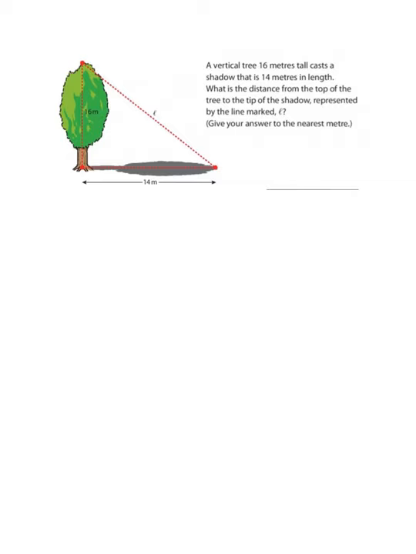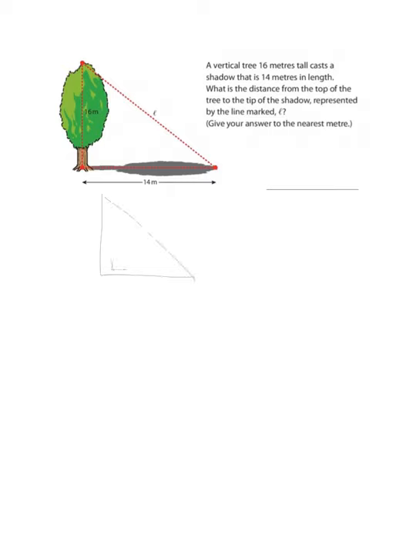Okay, so sometimes then they'll give you an example using real life problems. So here now we have a tree. It says a vertical tree is 16 meters tall, casts a shadow that is 14 meters in length. What is the distance from the top of the tree to the tip of the shadow, represented by the line marked L? Okay, so here we have our tree, here we have our shadow, and we always look for our right angle triangle, because when we're dealing with trigonometry, we just have to deal with right angle triangles. So I always say ignore the drawings and just draw your own right angle triangle without them. And then put in the information that you know.